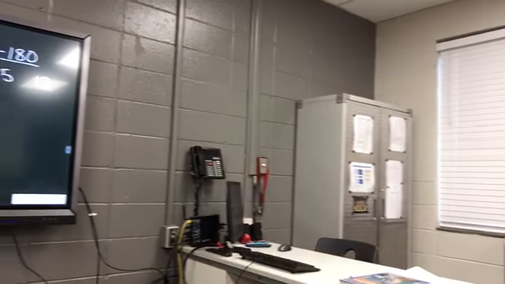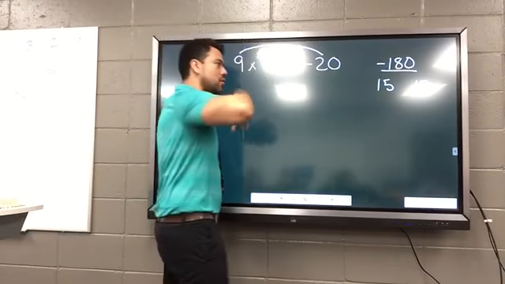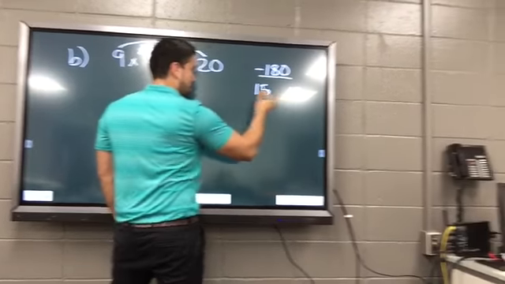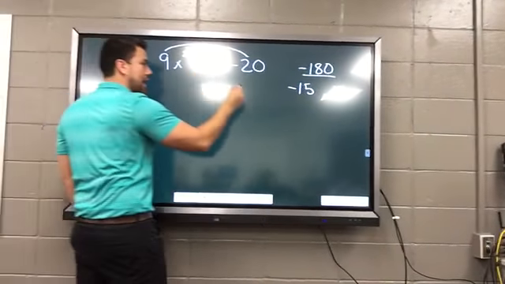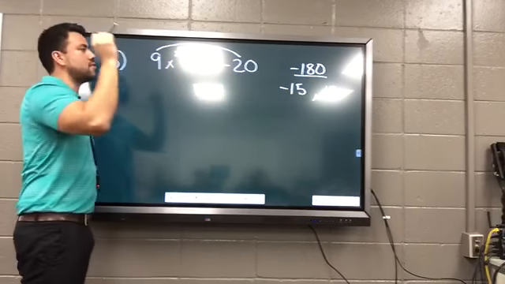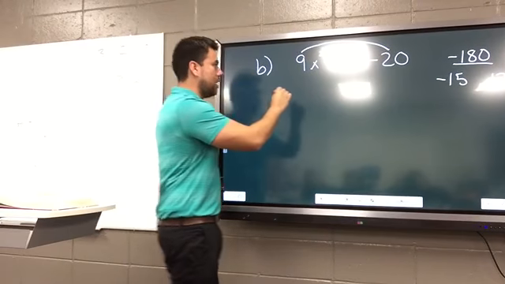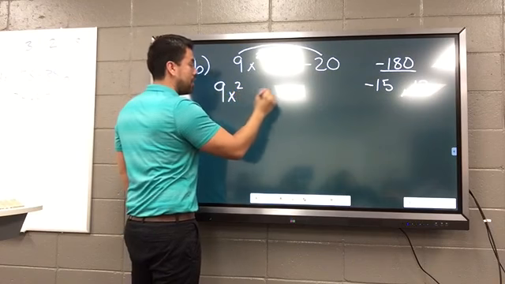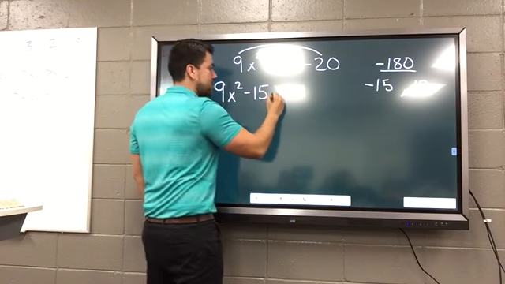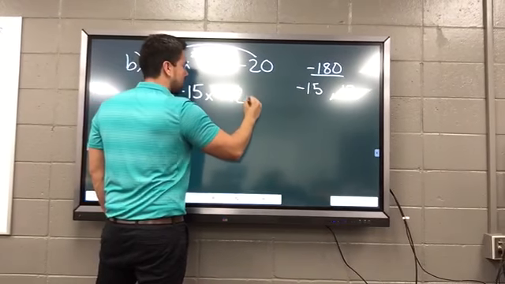One of them has to be positive, one of them has to be negative. It's going to be -15. Because you guys notice that it's -3 when you add them up. So you got to go -15 plus 12 is -3. Then I can break it apart into 9x squared minus 15x plus 12x minus 20.